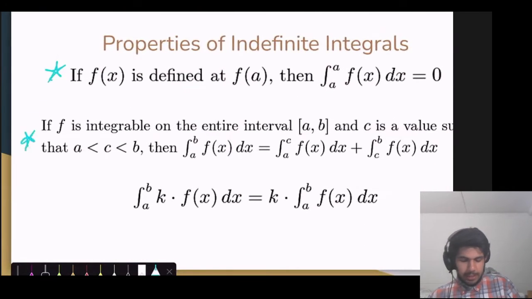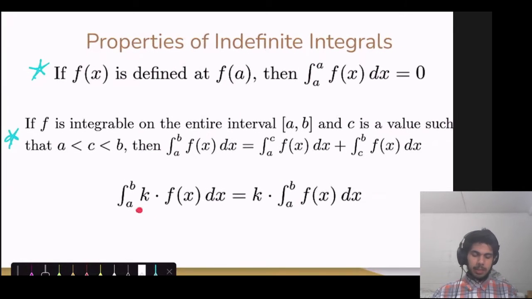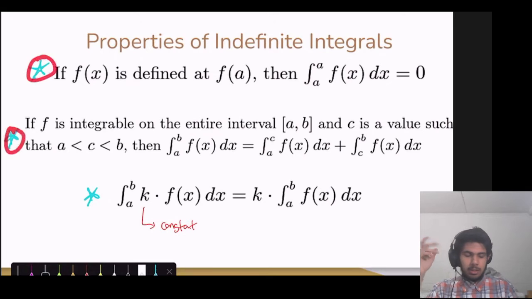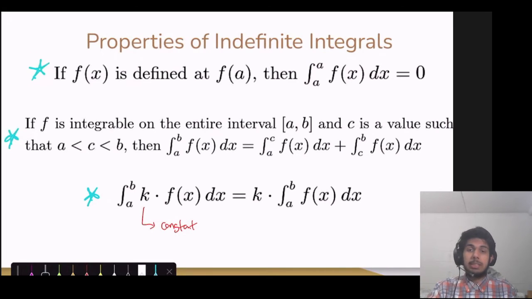The third property is saying if we have the integral from a to b of k times f of x dx, where k is a constant, then that is equivalent to k times the integral from a to b of f of x dx. So those constants factor out of our integral. Those are the properties that we should be familiar with. This third one should be somewhat familiar from indefinite integrals, but the other two are newer because now we're really considering areas. So these are the ones we want to keep in mind.